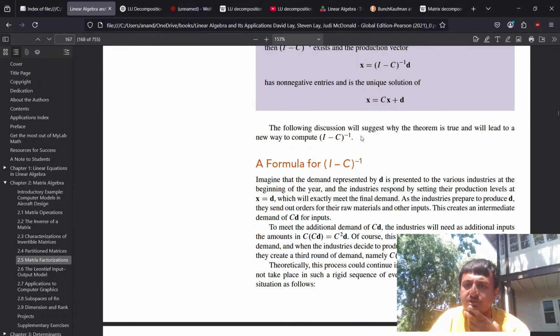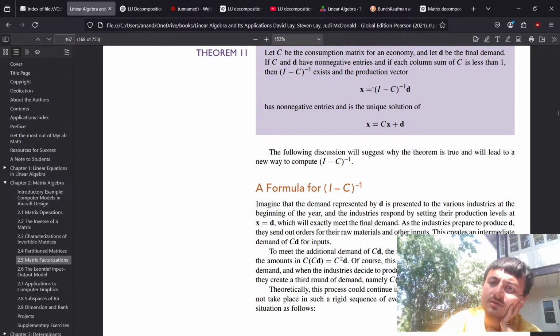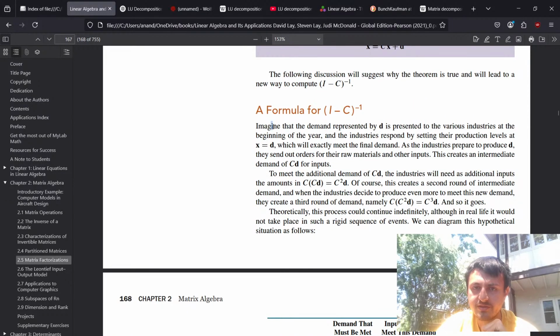The following discussion will suggest why the theorem is true and will lead to a new way to compute I minus C inverse. Oh, you know why, though? Because even if C is linearly dependent, I minus C... What if C equals I? So C can't equal I because it has non-negative entries, and the sums have to be less than 1. Okay, starting to see it. I don't know this treatment, though.